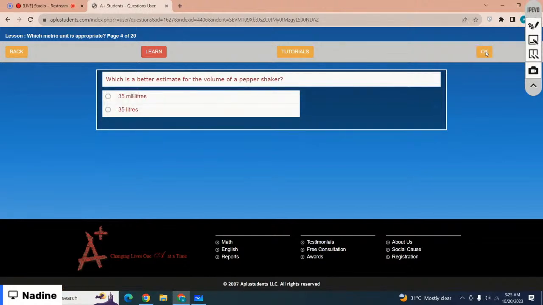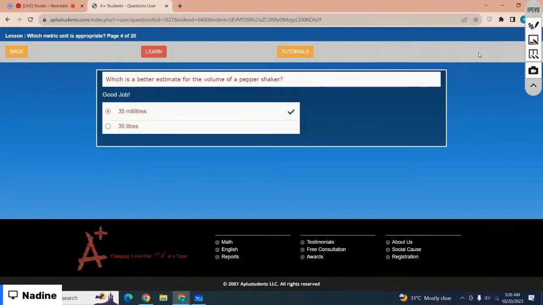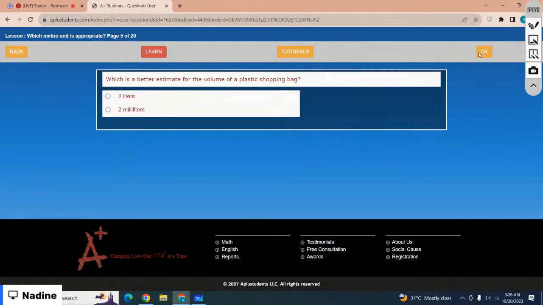Very good. Which is a better estimate for the volume of a pepper shaker, 36 milliliters or 36 liters? Which is the correct option? That is just a pepper shaker, right? That would be 36 milliliters, because 36 liters is too big for the volume of a pepper shaker, right?